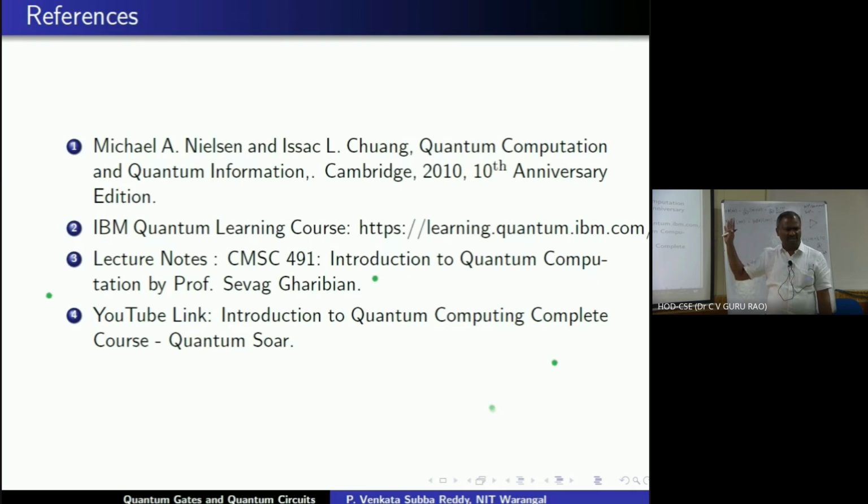Here John Watrous has very neatly explained in simple terms, without assuming any background. And this is a standard book, I agree. You open it and see how you feel, okay? After learning from other sources, then you can start reading this.